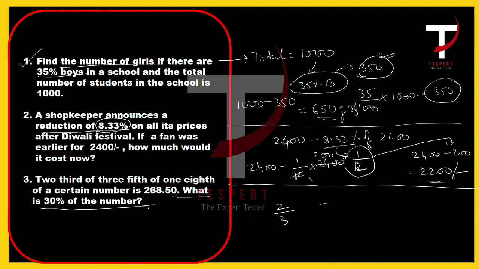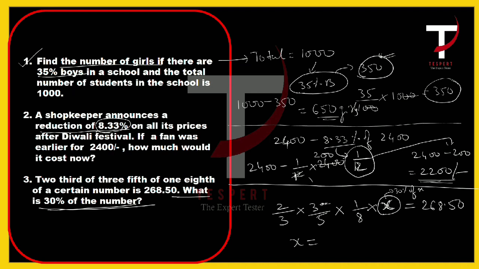So 2/3 of 3/5 of 1/8 of a certain number. We do not know that number, so let us assume that number to be x. That is equal to 268.50. So what is the question here? We must find 30% of the number, so we must find 30% of x. So let us calculate x first, after that we will find 30% of x.